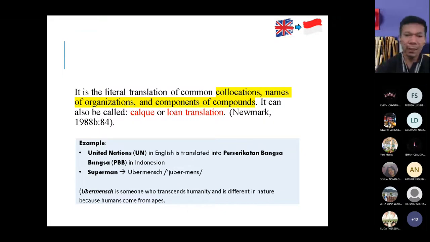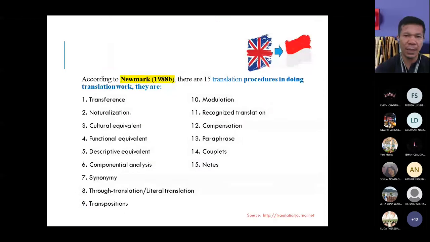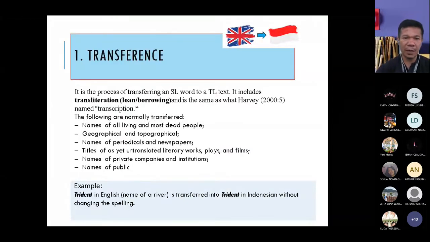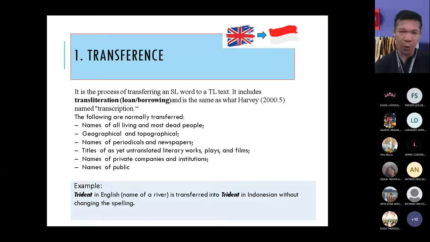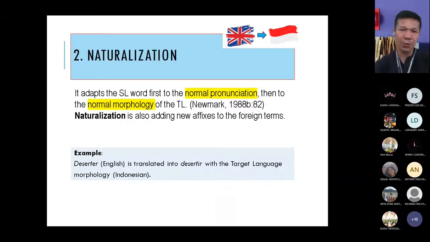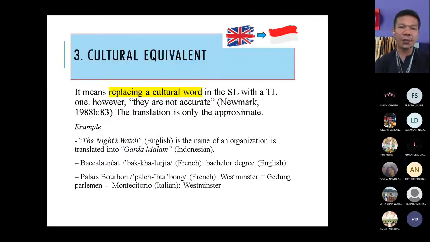We need to recap the first translation procedure based on mnemonic. One is transference, we can call it also borrowing, pure borrowing. And the second procedure is called naturalization. We naturalize the pronunciation and the morphology. The third procedure is called cultural equivalent.